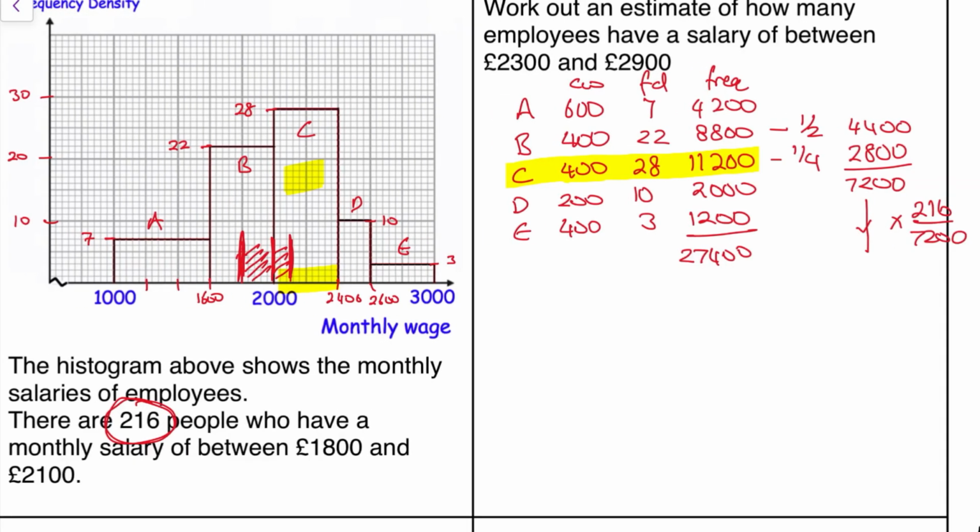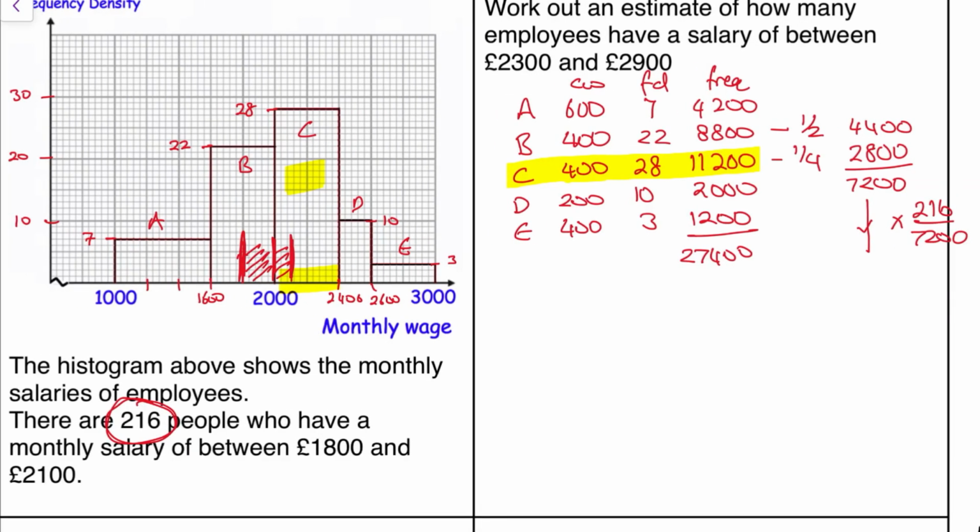Then what do I need to do? So then, going back to the question itself, I need to work out an estimate of how many employees have a salary between 2,300 and 2,900. Again, this is not an easy question. So 2,300 is here. So I want a quarter of C again. I want all of D. What is it? 2,900. And I want 3/4 of the last one, E.